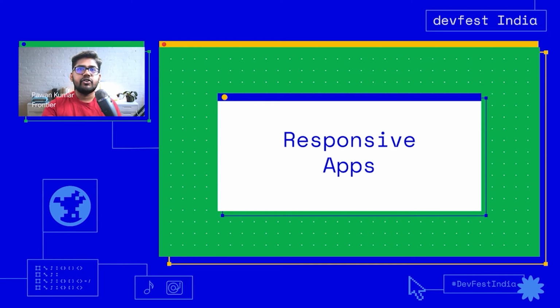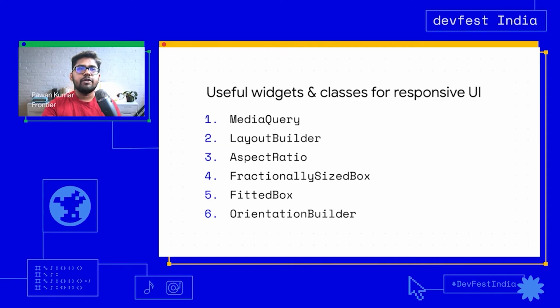And to make it responsive, what can we do? If you see here, we get a lot of classes and widgets by default with Flutter, which can help us in achieving this and making our app more responsive. It can do a lot of work for us. For example, let's take the MediaQuery class. The MediaQuery class gives us MediaQueryData, and using MediaQueryData, we can get the current width or current height of the window.